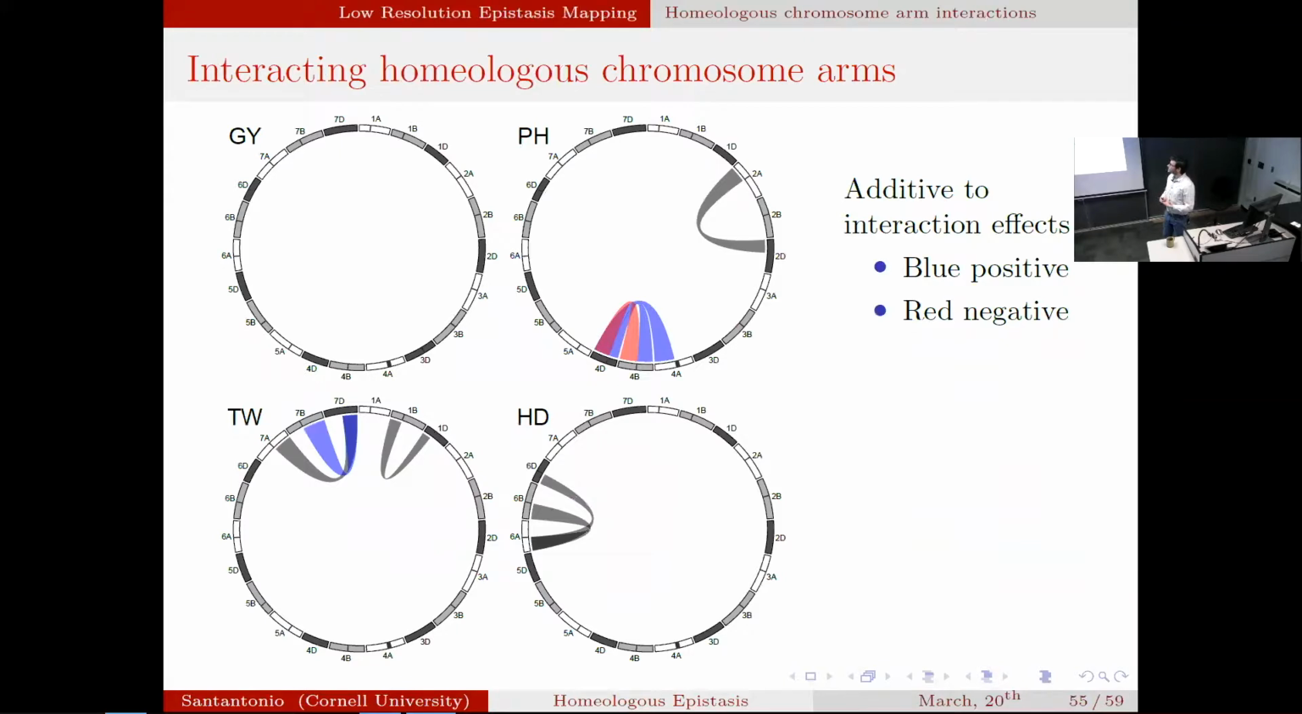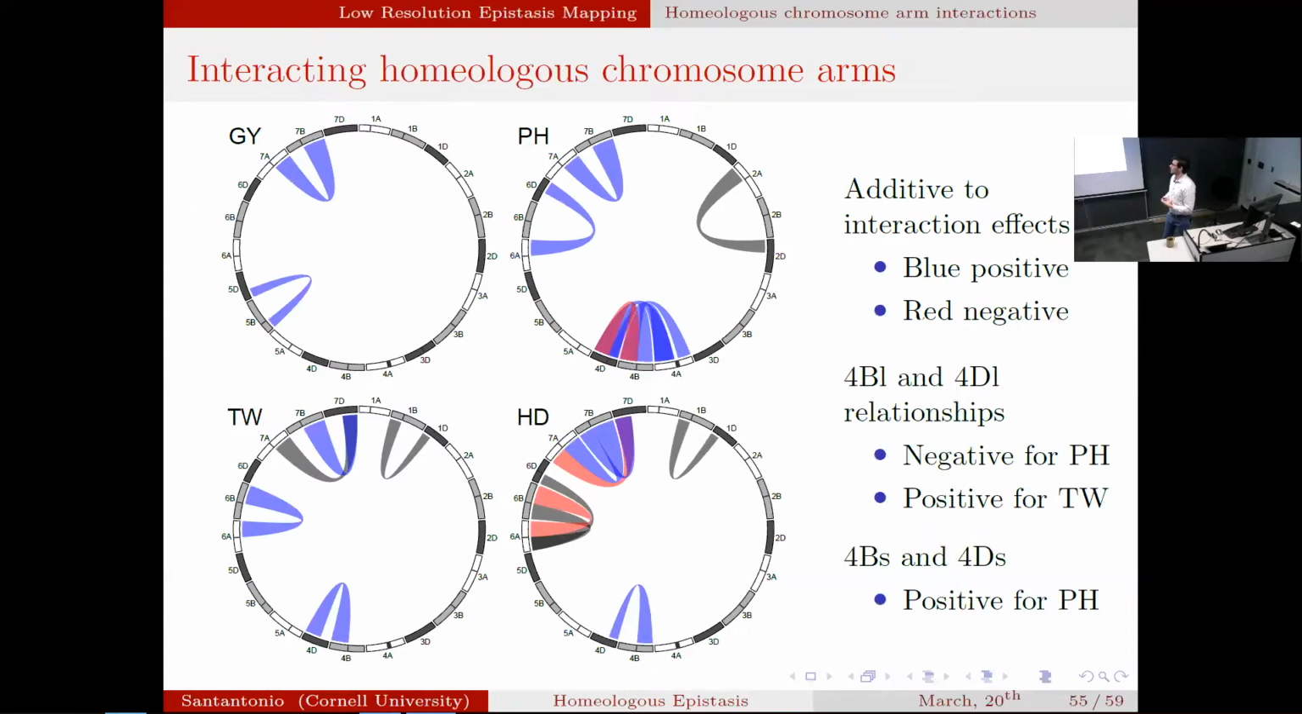Just looking at the homeologous chromosome arms, we don't see a whole lot of evidence for this. This is a Bonferroni correction. We only considered the ones that are significant at, say, 0.05 for their interactions. We see this. Now, you're probably wondering what the colors are. I colored the relationship between the additive and the epistatic effect. If they're blue, there's a positive relationship between the additive and the epistatic effect, and if they're red, there's a negative relationship. If they're black or gray, there's no relationship, based on just a correlation coefficient.